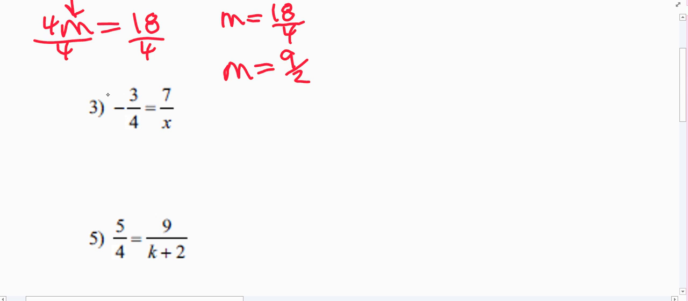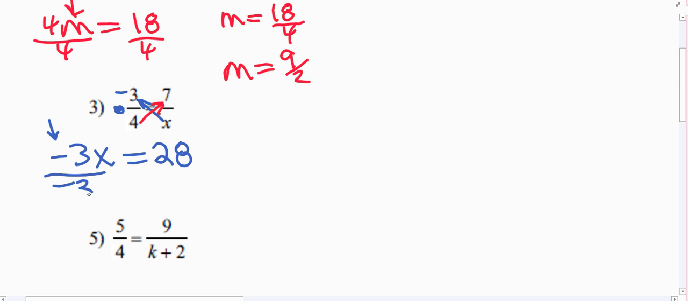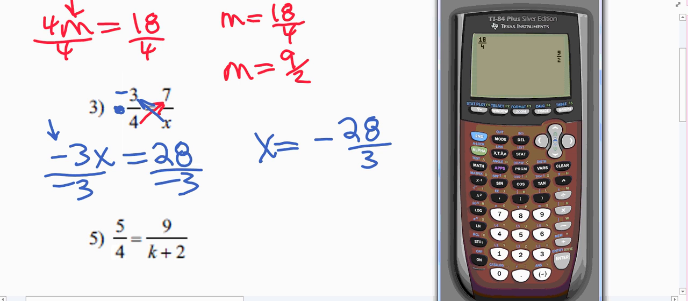So I like to move it up to the top, and we'll do this one in blue. So now that I move that up to the top, I have x times negative 3, which is negative 3 times x. And then go in the other direction, we have 7 times 4, which is, of course, a 28. And now instead of dividing by 3, we're going to have to divide by that negative 3. So divide that side by negative 3, divide that side by negative 3. And we have negative 28 over 3.